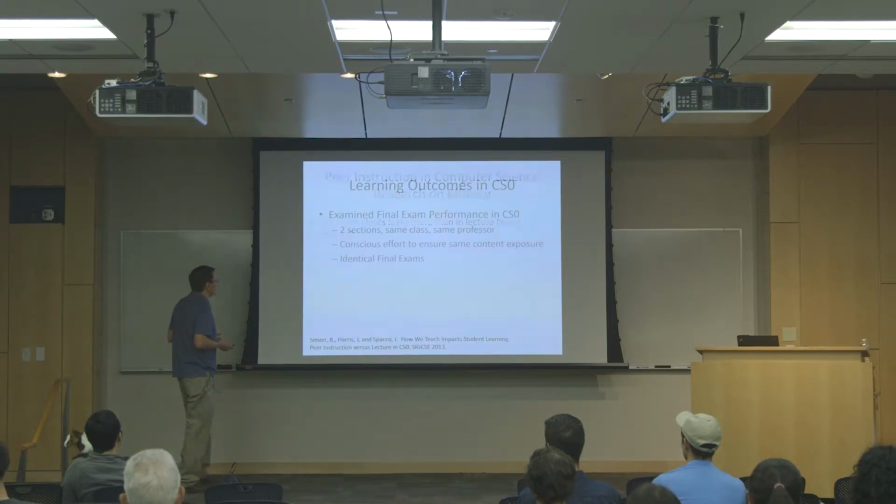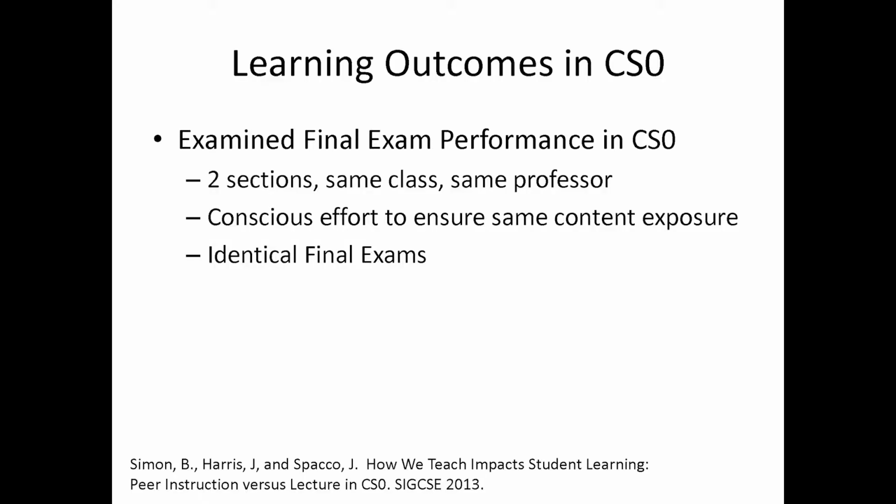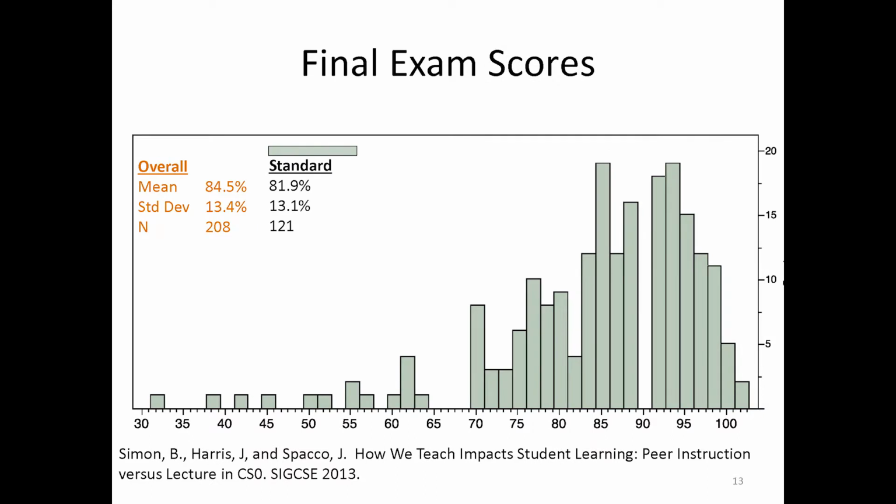So this is a study by Beth Simon here at UCSD, in CSE 3. She had 2 sections of the same class. She was the professor for both sections. She taught one with lecture, one with peer instruction. She made a conscious effort to make sure all the peer instruction questions got given to the students as study materials, so at least the same content got given to both sections. And then she gave identical final exams. And these are the results.